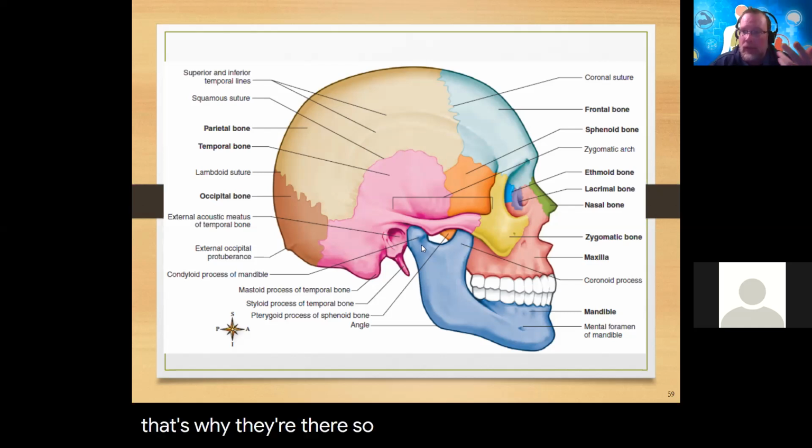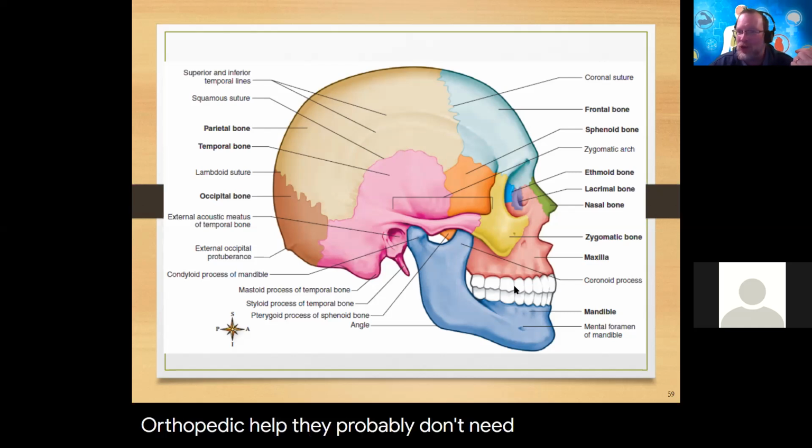So at the clinic or at the doctor's office, sometimes they may need some orthopedic help. They probably don't need surgery. Oftentimes physicians will prescribe some sort of a bite block or something to help with the grinding, or a dentist or an orthodontist might have them have a bite block. But that doesn't really solve the problem. That's treating a symptom, right? The problem is something much bigger.